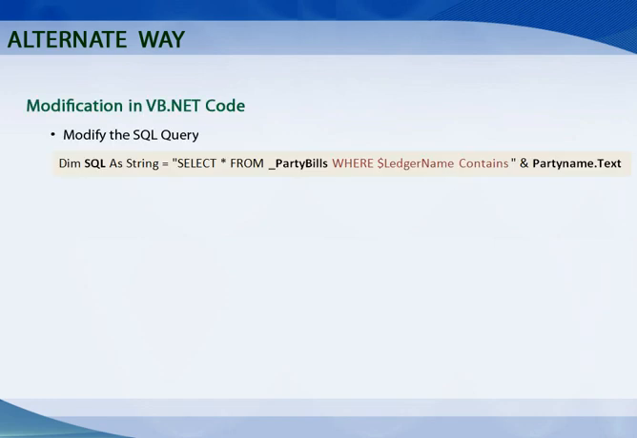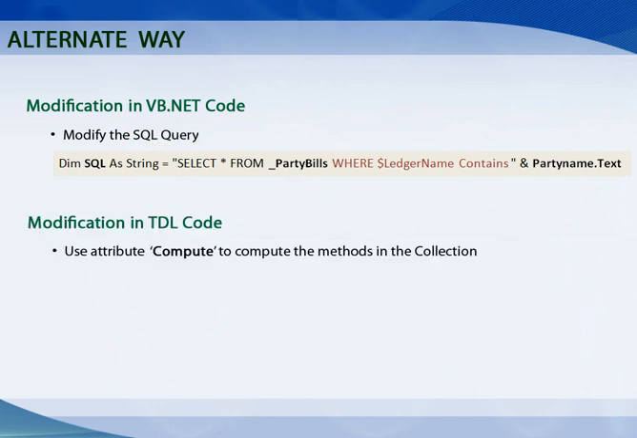An alternate way to fetch data from Tally is to retrieve all the data into the VB.NET application and filter the same using the where clause. One just needs to change the SQL query. Also, in the collection, the methods need to be computed using the attribute compute. Let us view the TDL for the same on the Tally.Developer 9 screen.